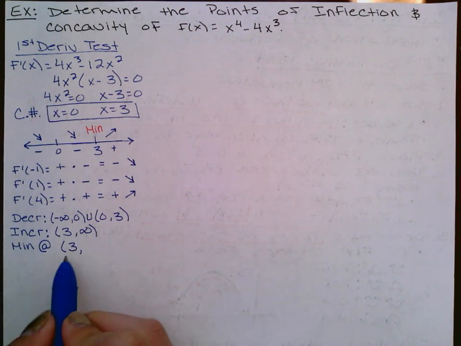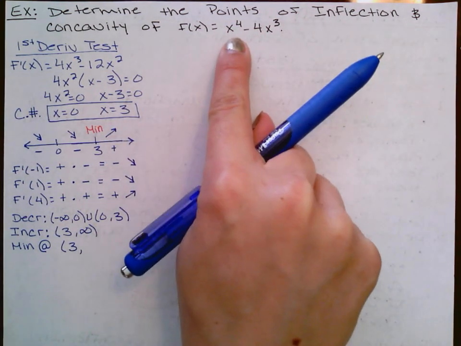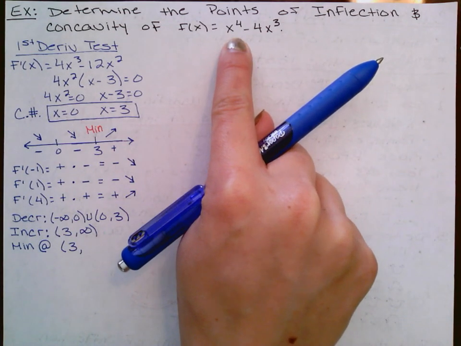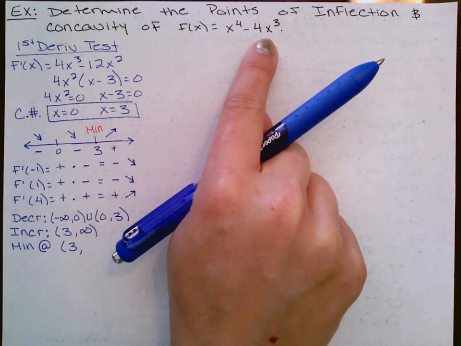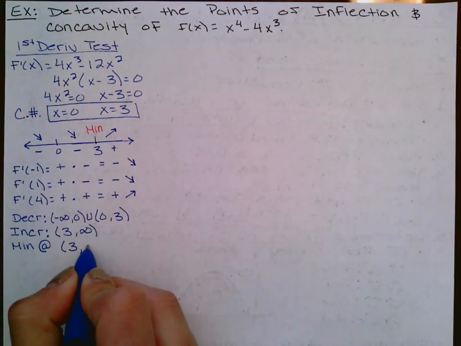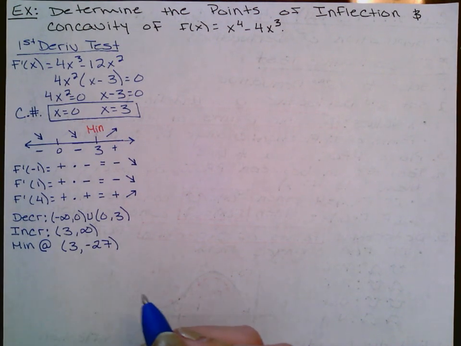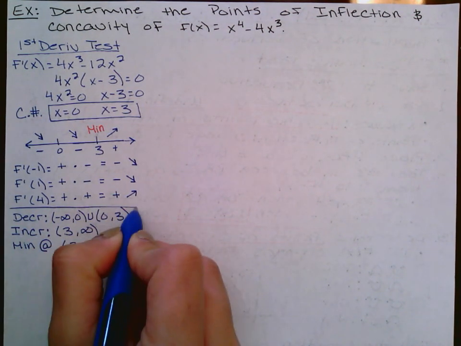And then remember, I find the location of my min by plugging that 3 into the original question. Okay? So I have to say 3 to the 4th minus 4 times 3 cubed. You can go ahead and plug that in your calculator if you want. It gives you a -27. Okay? So this is all my information from my first derivative test.